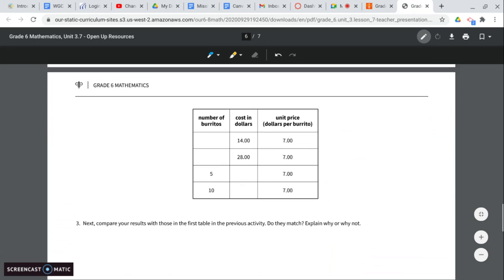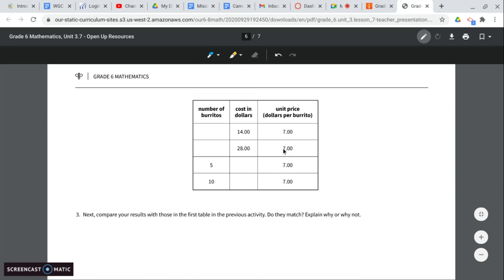So here we have our burrito situation again. We have our unit price for all of these. And we have to figure out either the number of burritos or the cost in dollars. So if unit price is 7, we paid $14. 14 divided by 7 is 2. So that means we bought 2 burritos. And we have $28. $7 a burrito. 28 divided by 7 is 4.